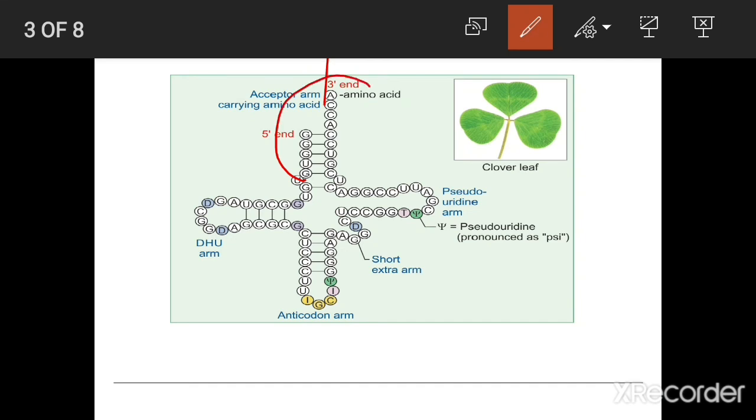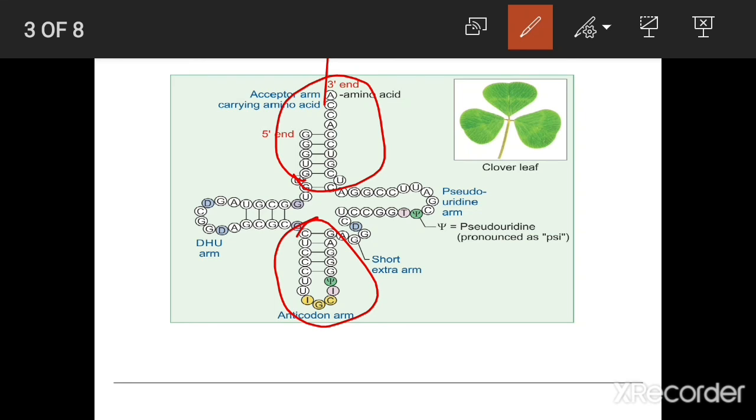So, this is the acceptor arm. What is the function of the acceptor arm? It will carry the amino acid. Then opposite to the acceptor arm is the anticodon arm. What is the function of the anticodon arm? It recognizes the triplet nucleotide codon which is present in the mRNA.